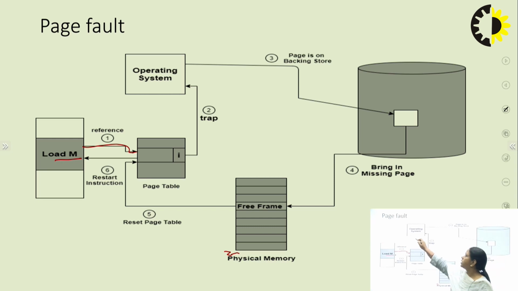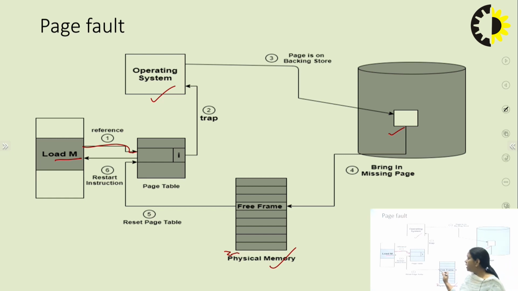Now the responsibility of the operating system increases. The page is on the backing store. So now the operating system will go and look for this page in the backing store or the secondary storage, and bring this missing page into the physical memory, if we have a free frame. If it does not have any free frame, then we will apply a page replacement algorithm here to free a frame and keep this page into the free frame.